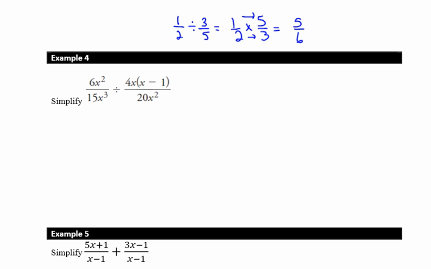So 5 over 6. So same idea here. We want to change this.